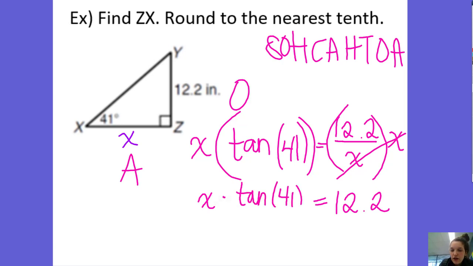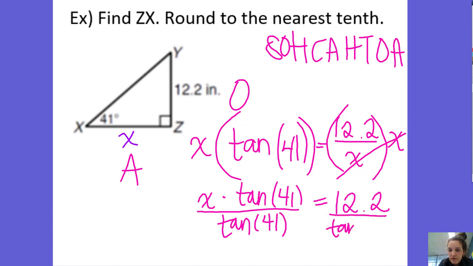So tangent of 41, that's something you can type in your calculator and it'll give you a number. So you can treat it just like any other number. So if I want to get X all by itself, I'm going to have to divide by tangent of 41 on both sides. So the tangents of 41 will cancel out here. And then I can just type 12.2 divided by tangent of 41 and make sure that you are in degree mode, or else your answer is going to be wacky, and you will get 14.03, which is just 14.0 inches.